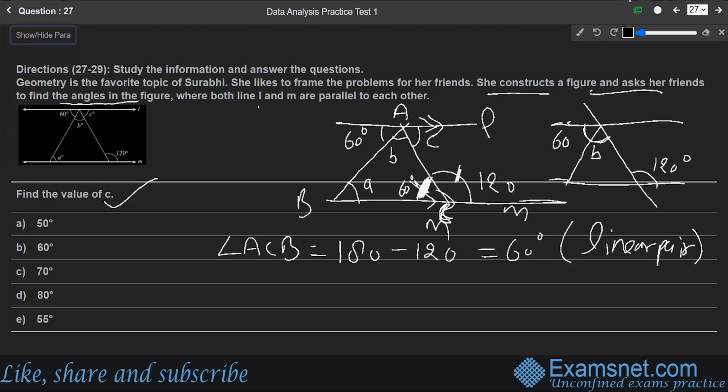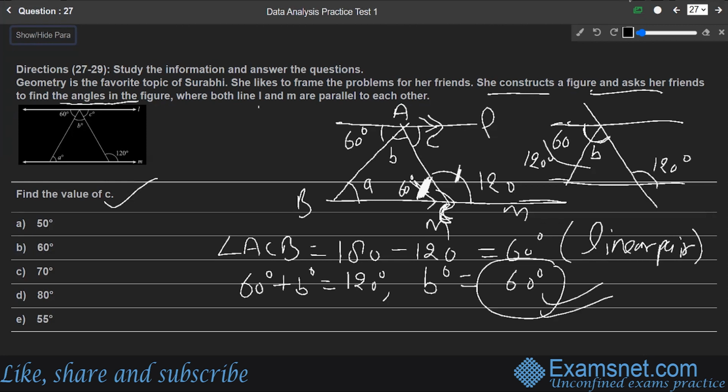So this 60 and b is actually equal to 120 degree. We can clearly write 60 degree plus angle b is equal to 120 degree, which states that b is nothing but 120 minus 60, that is 60 degree. So the value of angle b has already come out to be 60 degree. Now we are supposed to find out the angle C.